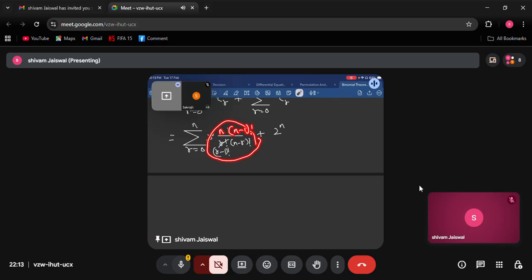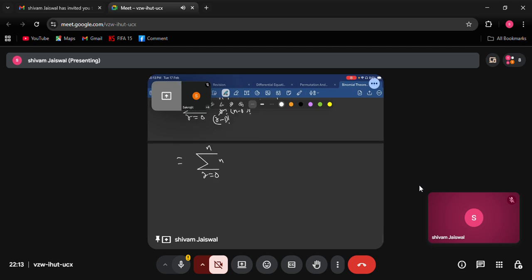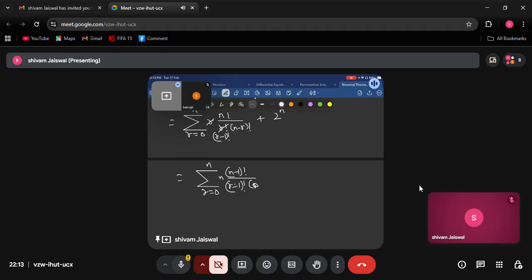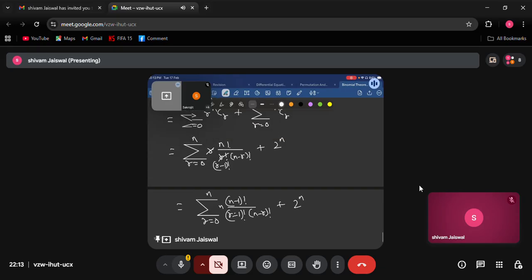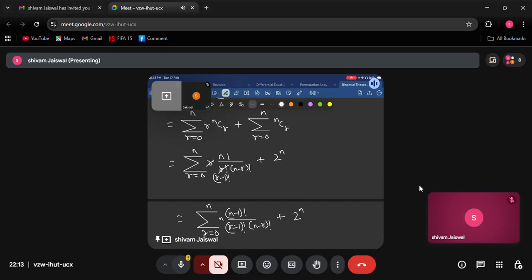Tell me, everyone, are you people getting? So this will be equal to summation of r equal to 0 to n, n into n minus 1 whole factorial upon r minus 1 whole factorial into n minus r whole factorial. Are you people getting? Okay. If it's looking very complicated, let me know. If you are having any difficulties in understanding, tell me. I'll explain.